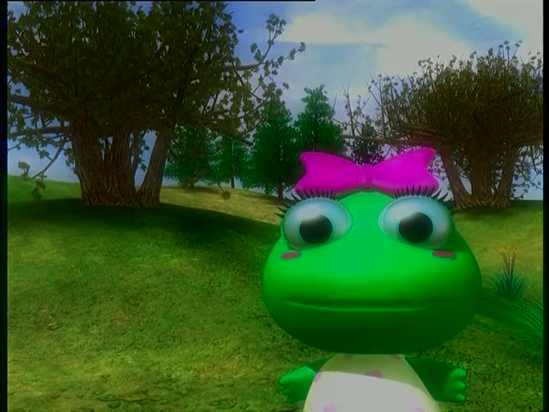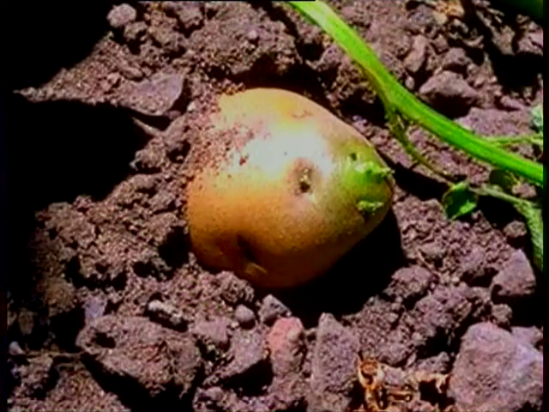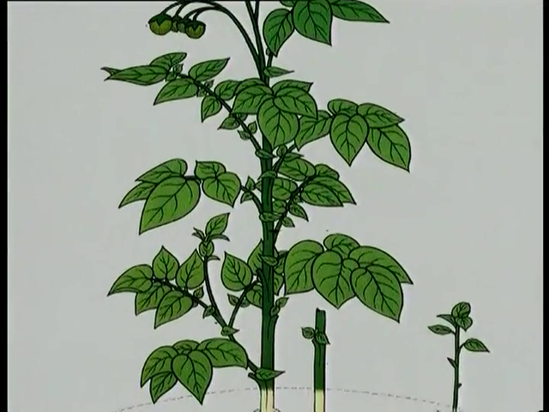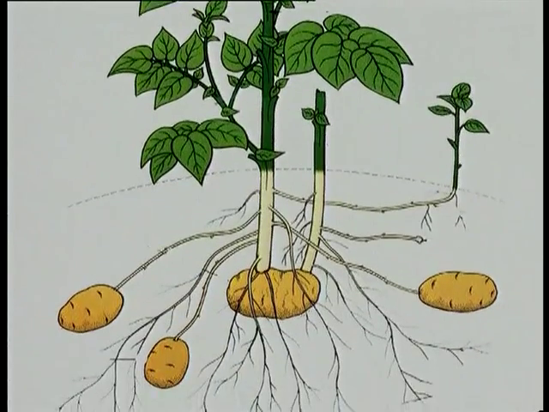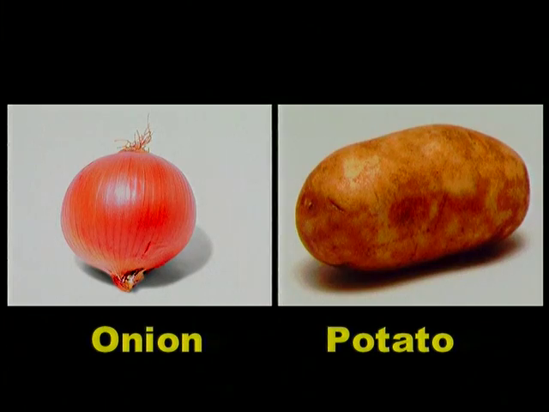There are some flowering plants that do not produce seeds. These plants grow through vegetative propagation. Vegetative propagation means to grow more of the same plants from the original ones. Examples of such plants are the onion and potato plants.